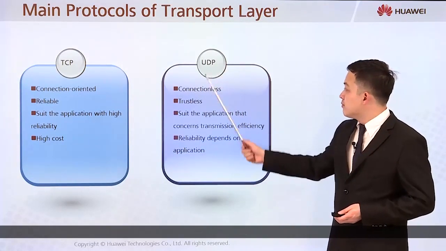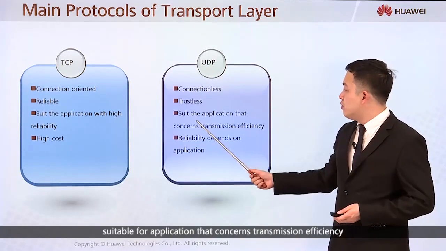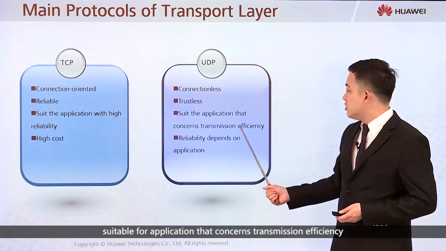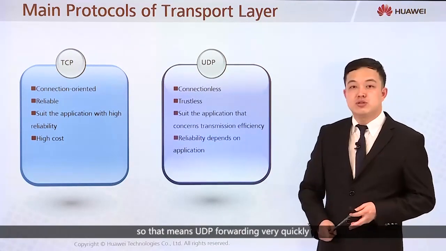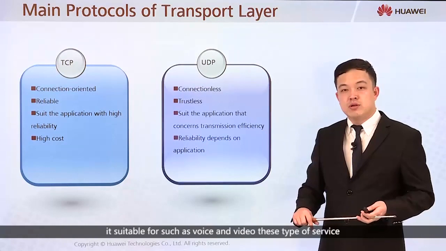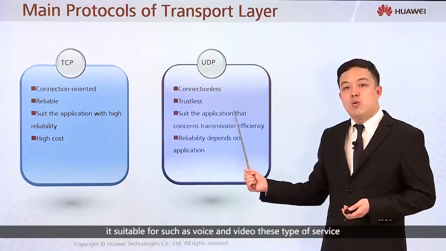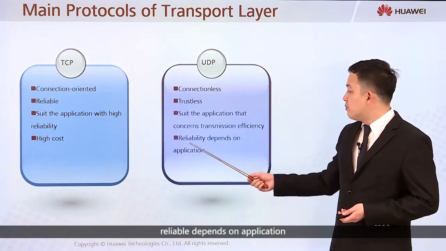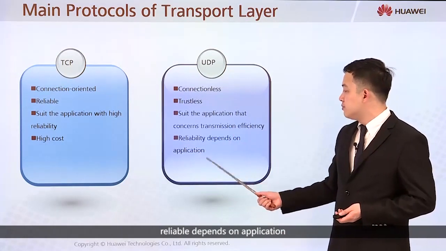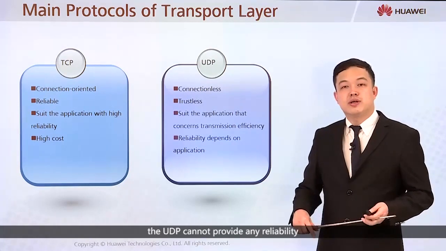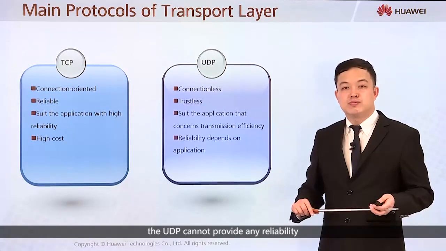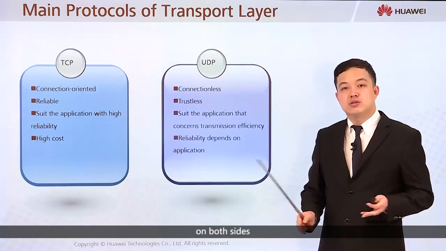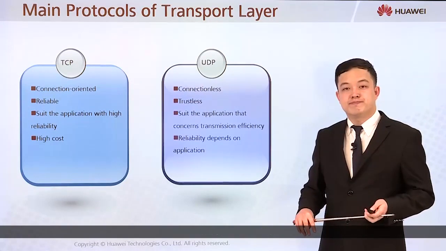Okay, the UDP is suitable for applications that concern transmission efficiency. That means UDP forwards very quickly. It's suitable for services such as voice and video. Reliability depends on the application. UDP cannot provide any reliability. If a packet is lost, there's no retransmission on either side.